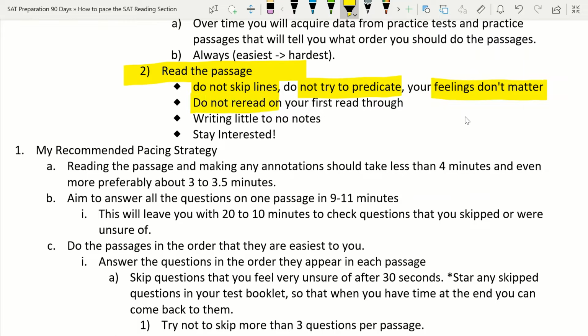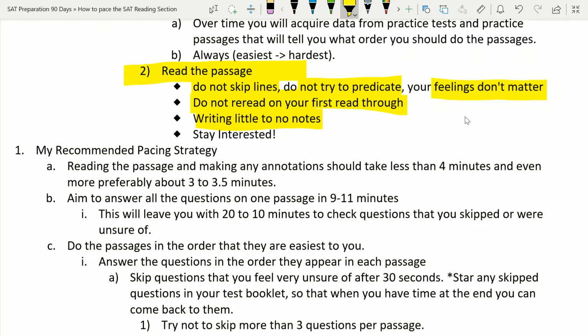Also, we don't want to reread anything on our first read through. If we read something and don't understand it, we keep on moving, because if we reread and we didn't have to because it wasn't important to the text, then we just wasted time for nothing. The next thing, we're going to write little to no notes, because if you're taking a lot of time to write notes down, you're not going to have as much time to answer the questions, and you don't even know if what you're taking notes on is going to be tested. You could be taking notes on one paragraph, and that paragraph could never be asked about in the entire 10 or 11 questions on that test.